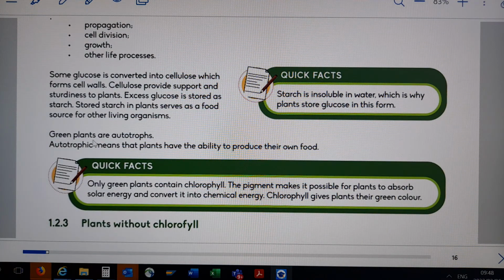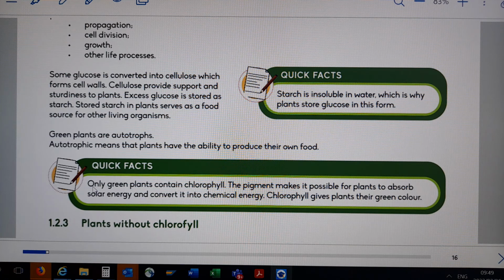And they say that green plants are autotrophs. We need to know what autotrophs means. Autotrophic means that plants have the ability to produce their own food. Please know this term. Autotrophic means that plants have the ability to produce their own food. And they say green plants are autotrophic, or are autotrophs.